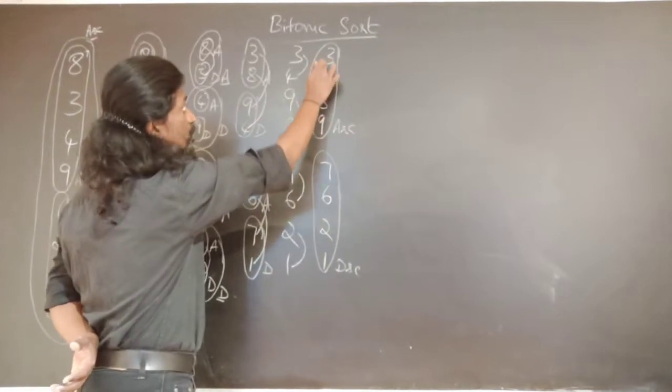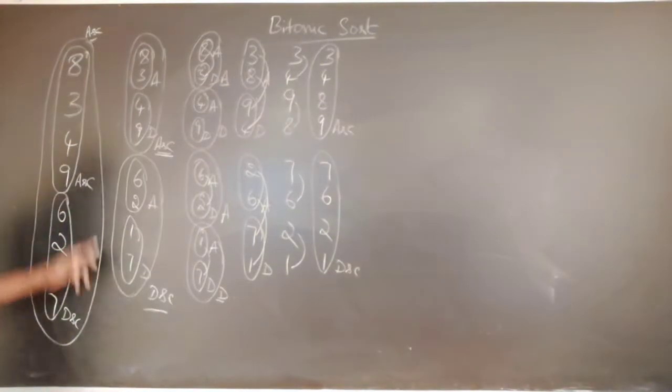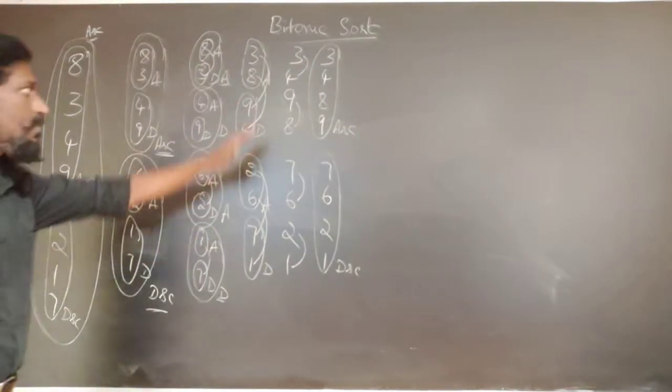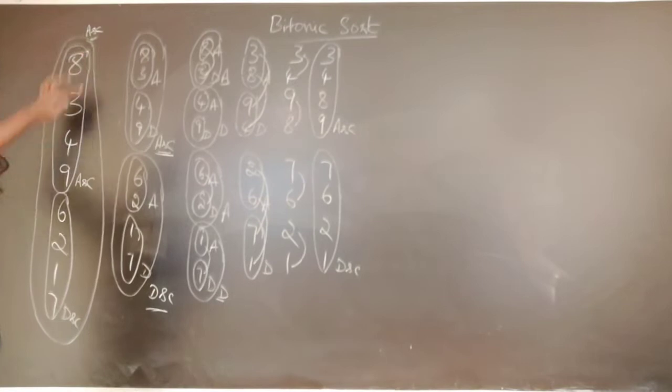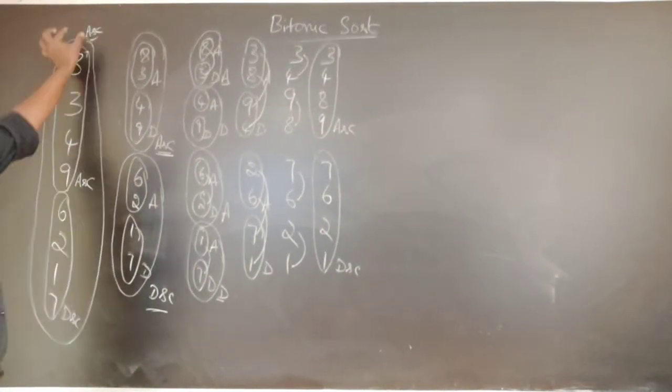So now this is in ascending order 3, 4, 8, 9. This is in descending order 7, 6, 2, 1. Okay. So this subarray we wanted in descending order. So now we have a Bitonic sequence. Okay. So now this subarray in ascending, this subarray in descending, and finally the entire subarray in ascending.